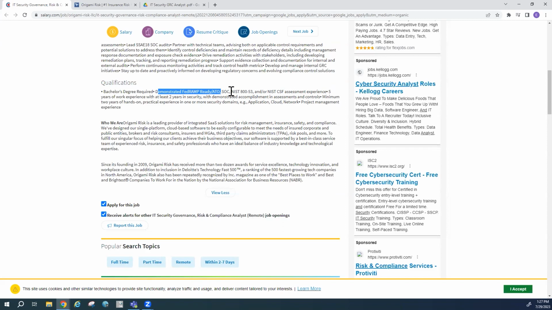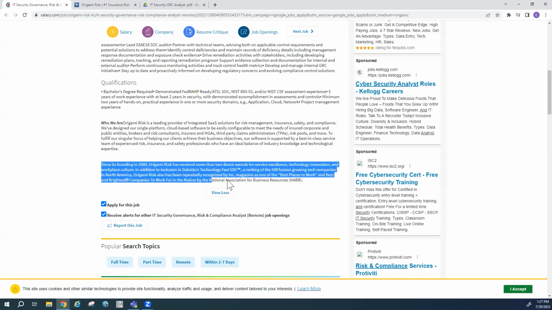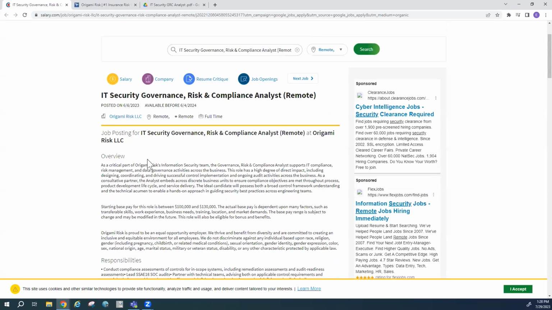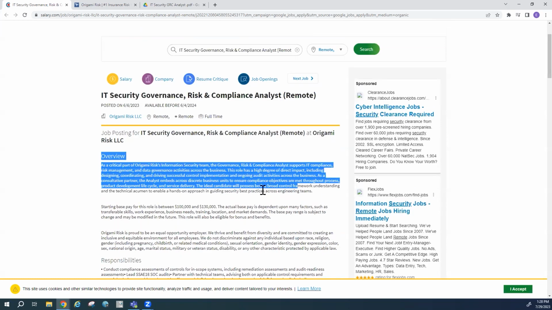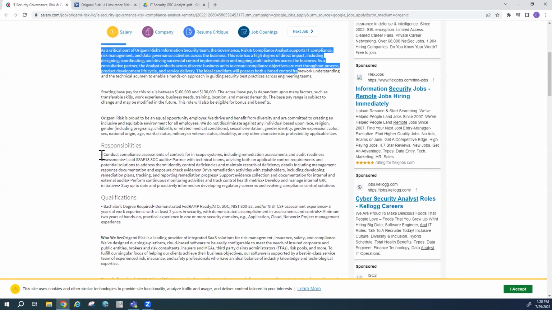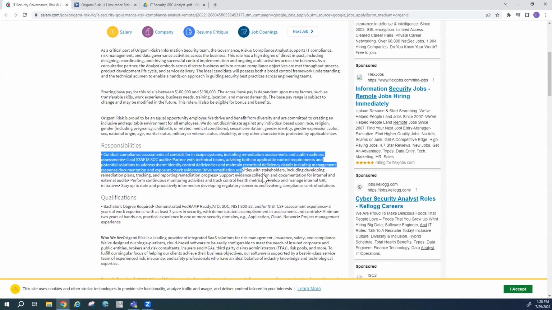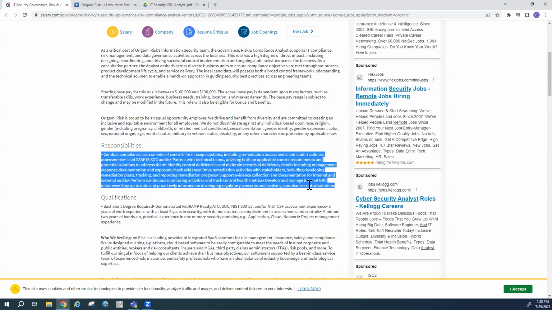All right. SOC 2, NIST 800. These are all control frameworks. Okay? And they're saying that they require at least 2 years in security with demonstrated accomplishment in assessment and controls. Basically, they're saying you must have done assessment and controls before. And these are things that are all embedded in GRC. Okay? Basically, that is what they're asking for. And then you read about the company. And also, here, like I used to say, make sure you read the overview, understand each of them, very, very importantly. And you must also understand that you take this responsibility seriously, read about them, learn them.